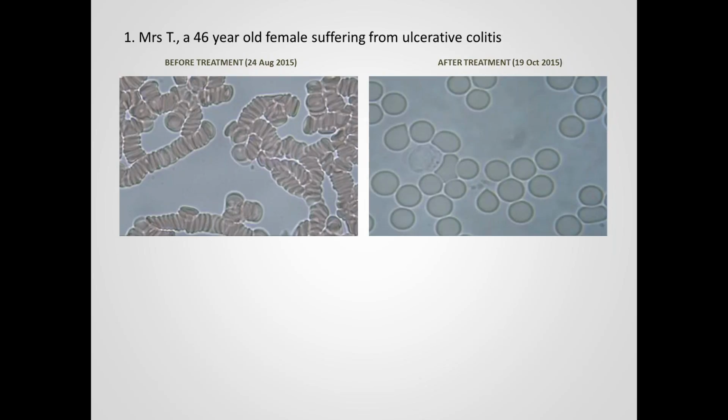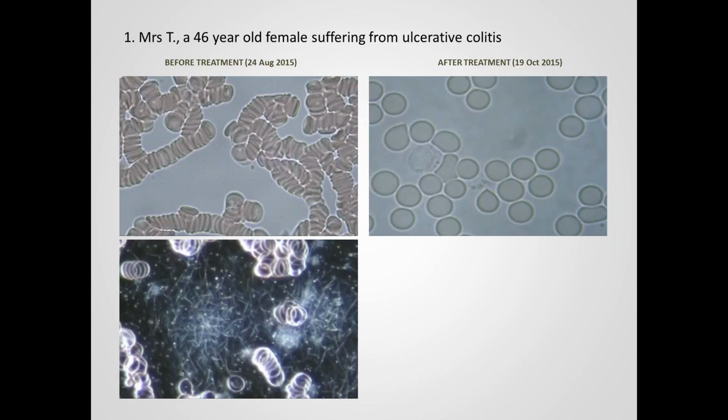The picture on the left before treatment, you can see that the red blood cells are all sticking together. This is a condition called rouleau, and very typical of any digestive and intestinal challenge. And you can see how that has cleared up completely after 3 months of treatment.